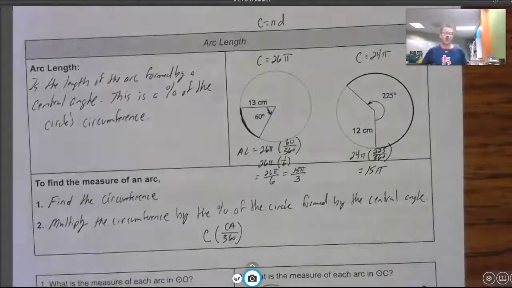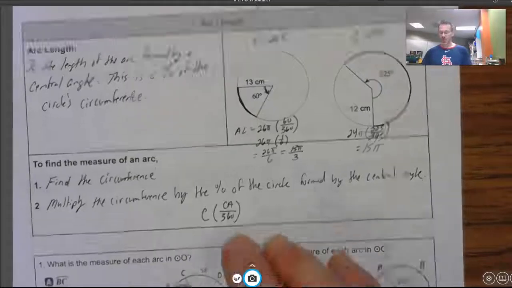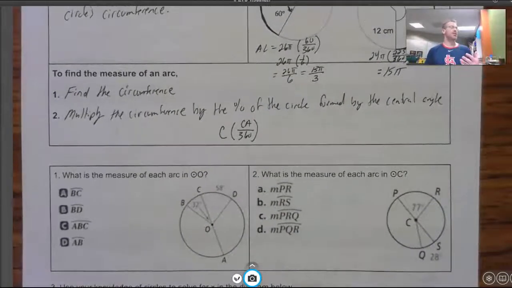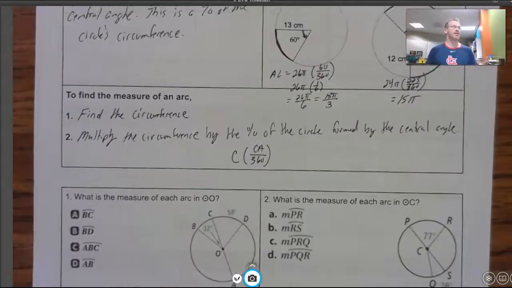So that's your introduction to arcs and arc length in a circle. We'll pick up on page 8 with some examples, and we'll go through those and show you exactly how to use central angles and inscribed angles and all those good things in class. If you have any questions about anything, highlight those and bring them to class, and we'll see you then.